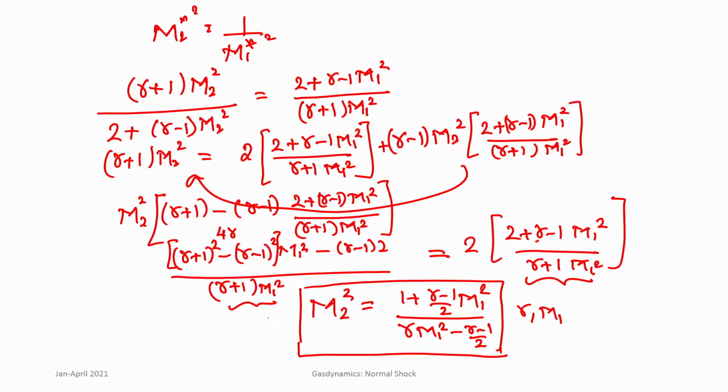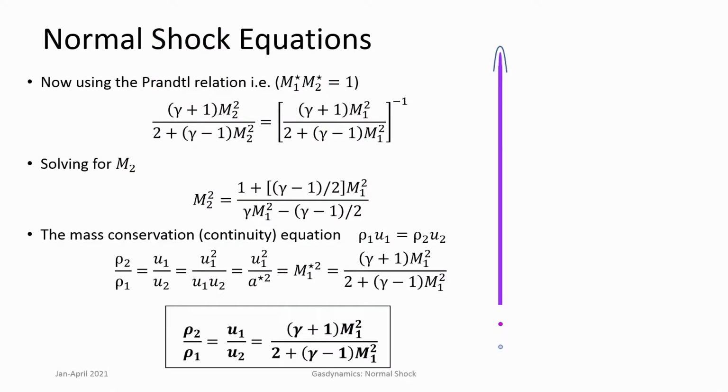So let us first look at the density ratio. Just to go over what we had just done, we have expressed the Mach number downstream of the shock, M2, in terms of only Mach number upstream of the shock and gamma. So we saw how to go about doing this using the Prandtl's relation. Now we will see how we can use the continuity equation to relate the density ratios across the shock.